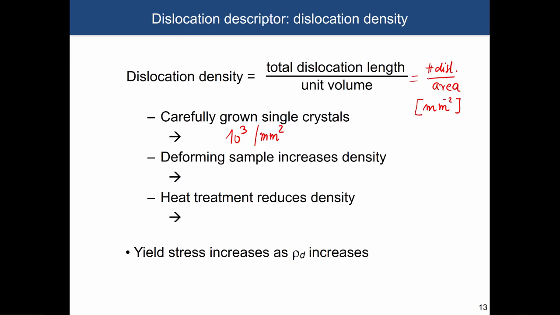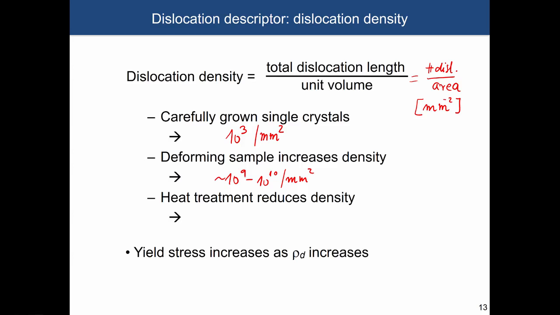Then if you deform this material, you can increase the density to really significant numbers, up to 10 to the 9th, 10 to the 10th dislocations per millimeter squared. So this is 6 to 7 orders of magnitude simply by cold working the material. And this will just tell you why this material is stronger than the carefully grown single crystalline material.